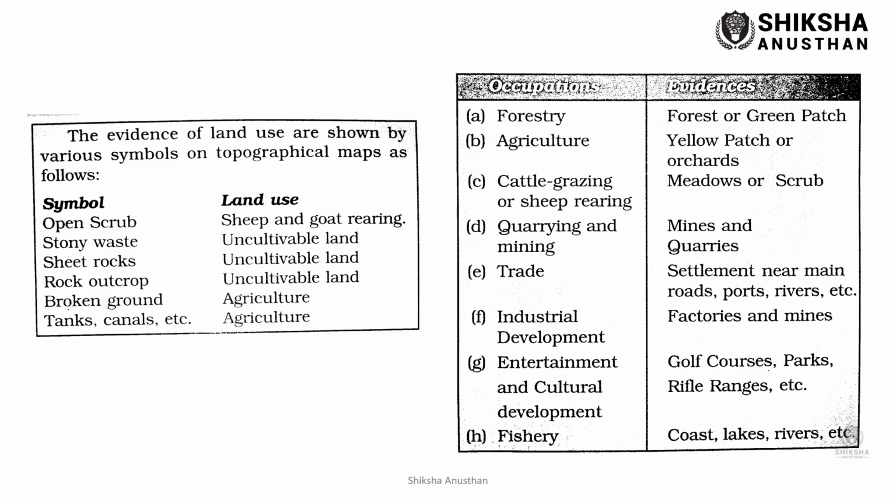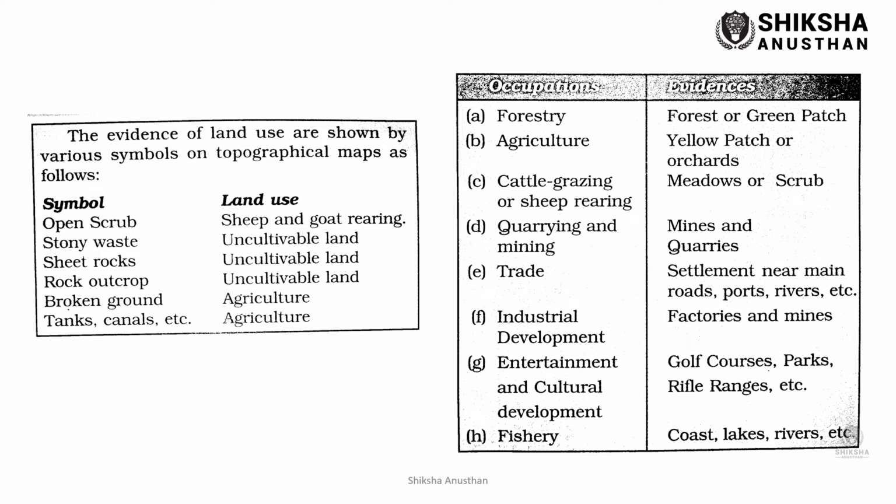Now, the evidence of land use is shown by various symbols on topographical maps as follows. Open scrub: sheep and goat rearing. Stony waste is used for uncultivable land. Sea troughs: uncultivable land. Rock outcrop is uncultivable land. Broken ground is agriculture. Tanks, canals, etc. are agriculture.